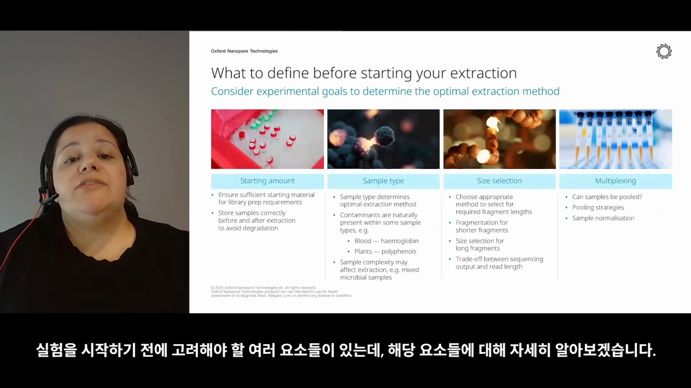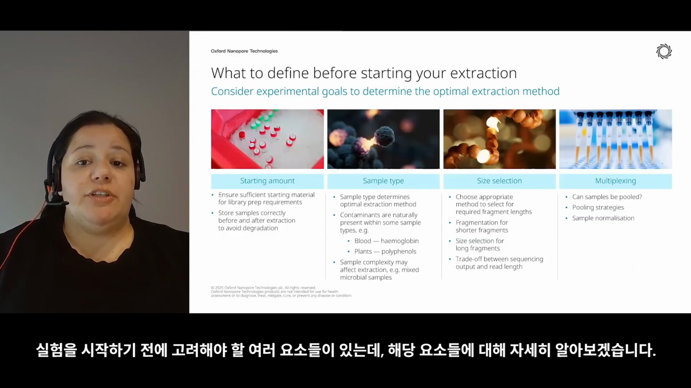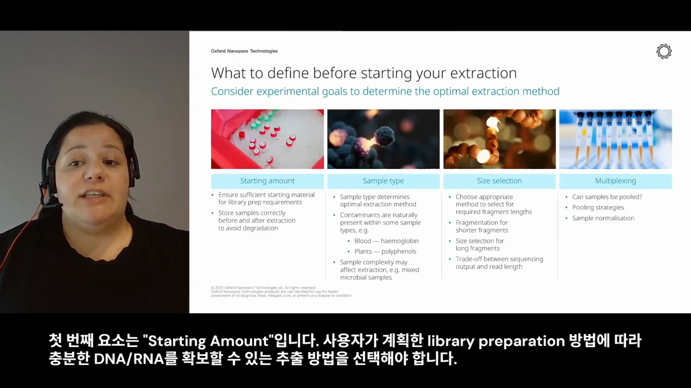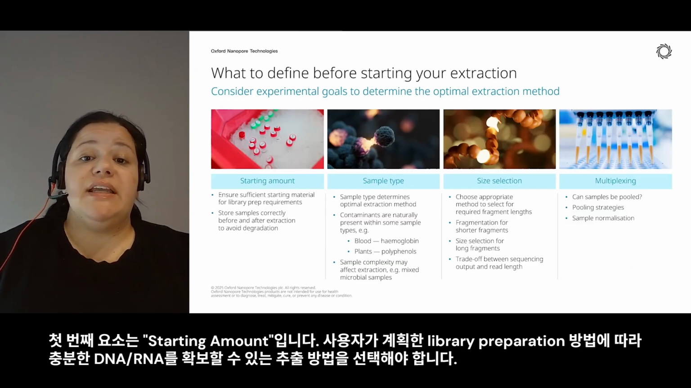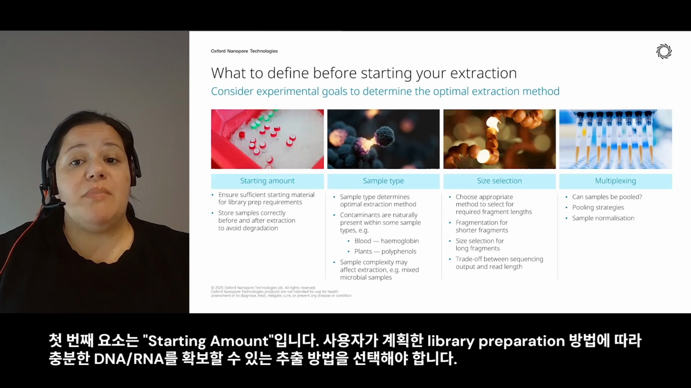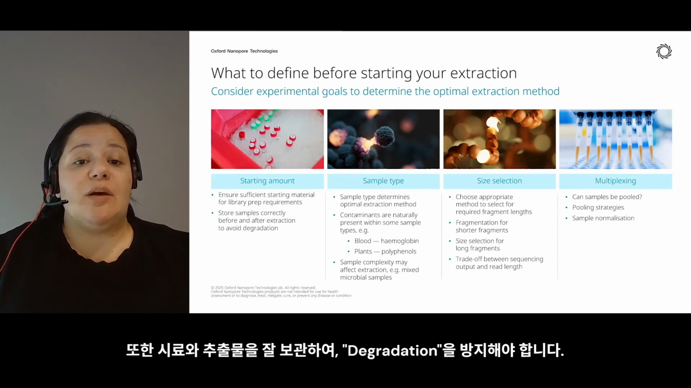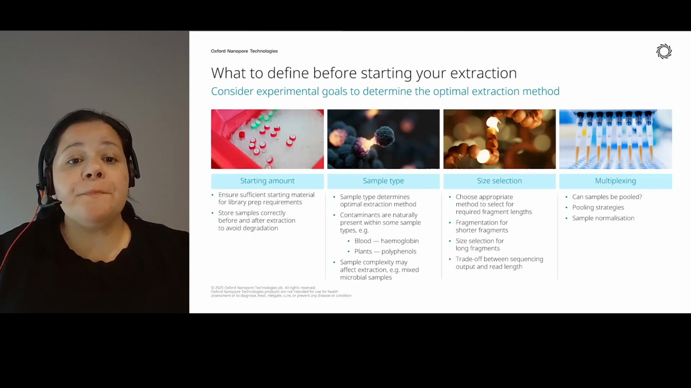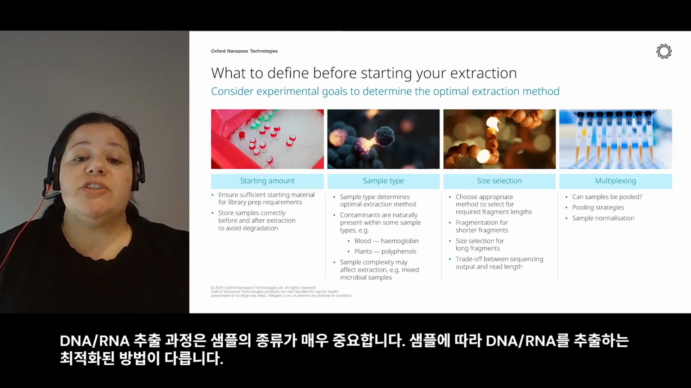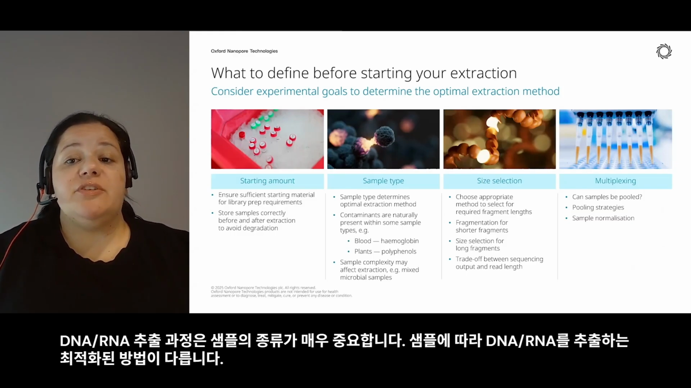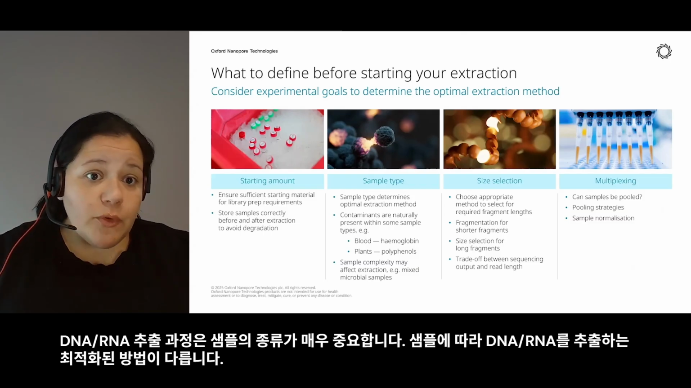There's a variety of things you should consider before you begin your experiment. First, there's the starting amount. You'll need to choose an extraction method that will yield enough DNA or RNA for the library prep method you're planning to use. You'll also need to ensure you store the samples and the extracts correctly to avoid any type of degradation. Then, when it comes to the extraction itself, the sample type will, of course, have an impact because different methods are optimized for different samples.